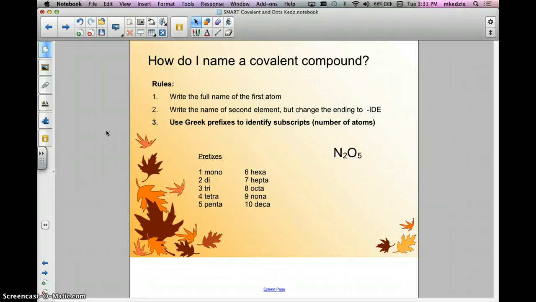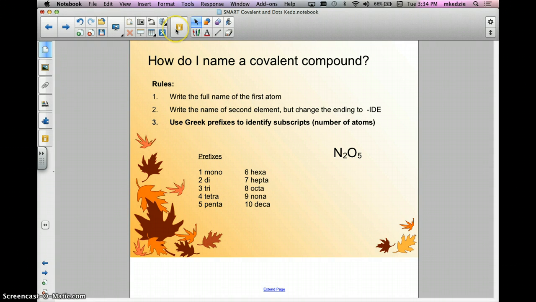Hopefully you can answer that question, because we now know that covalent compounds don't have any metals. So if there are 2 nonmetals bonding, then it has to be covalent. Okay. And the third rule, and this one's in bold for a reason, because it's how we identify covalent compounds versus ionic compounds when they're written out: in the name of the compound, we use Greek prefixes to identify subscripts.